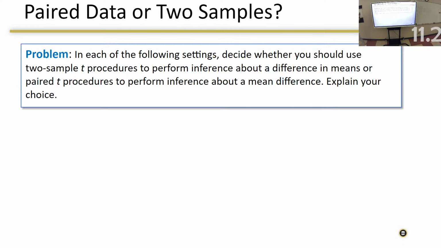Don't answer. Just look. Think in your head. I'm going to give you a couple examples. You tell me if you think it's paired or if you think it's independent. In each of the following settings, decide whether you should use a 2-sample T procedure or a paired T procedure, and explain your choice. Okay?